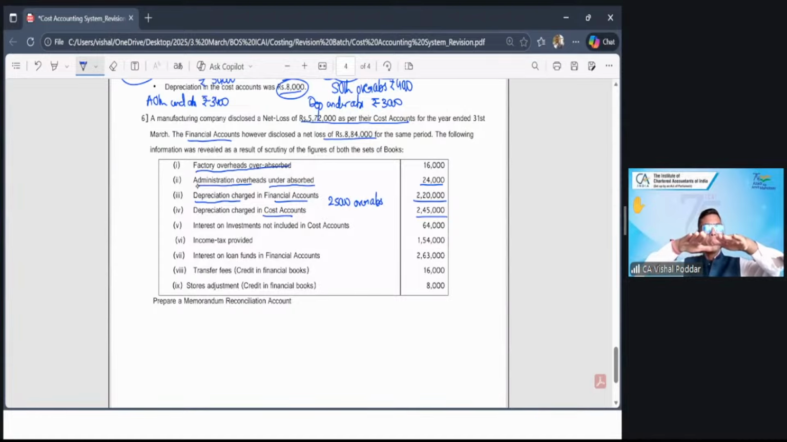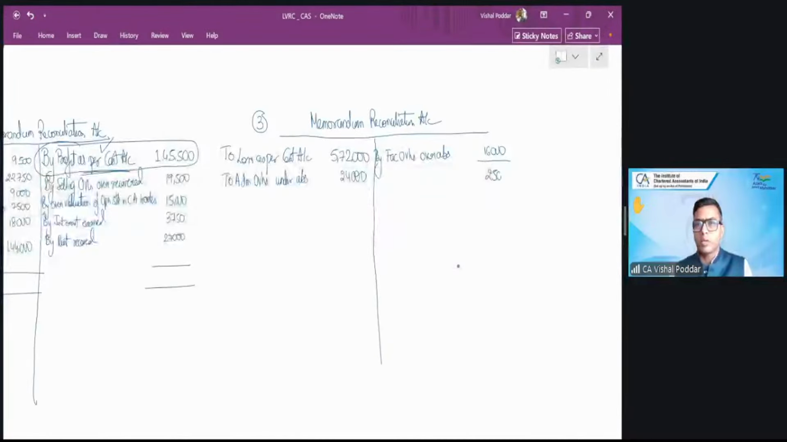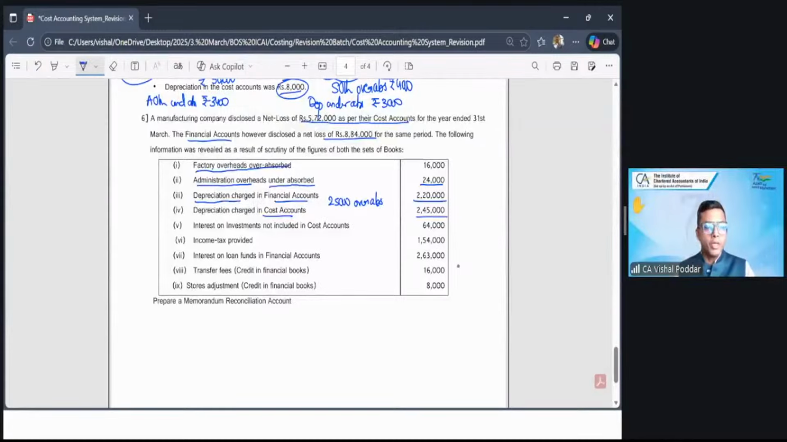Again, what is the impact on losses? The expenses are higher in cost accounting books. Since the expenses are higher in cost accounting books, your cost accounting loss would be higher because these hands now represent losses. So my cost accounting loss is higher. Again, my starting point is this, so I'll have to come down, less. Again, for less, we'll put it on the credit side. Depreciation over absorbed. I hope it is clear to you all, students.